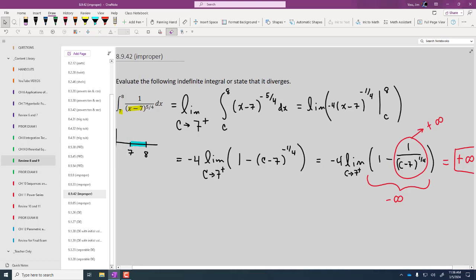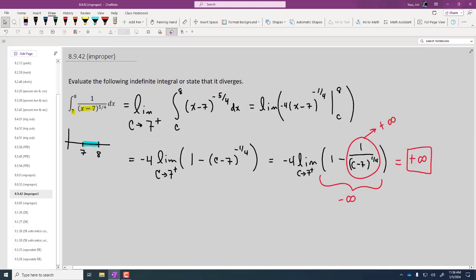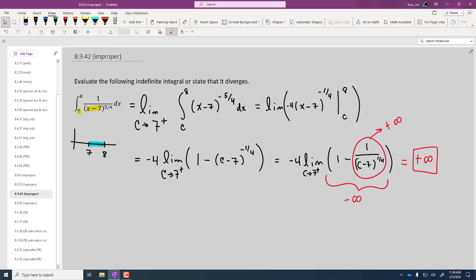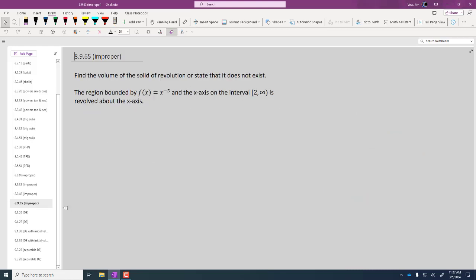And that is what we expected, right? Because this exponent on the x is bigger than 1, but it's a vertical tail. Bigger than 1 on the x for a horizontal tail is finite. Bigger than 1 on a vertical tail is infinite. So that's what we expected to get infinity there. All right, let's try one more improper integration.